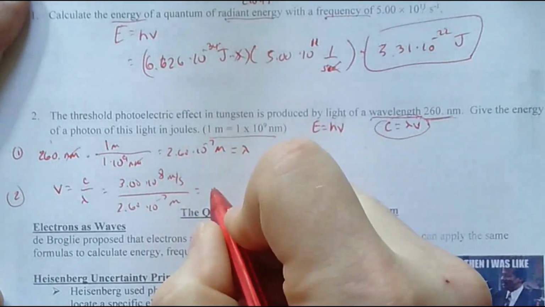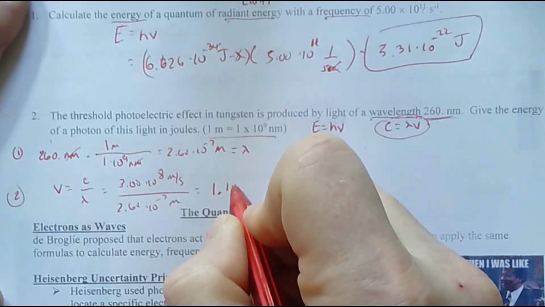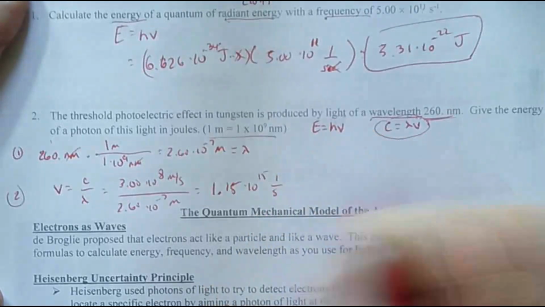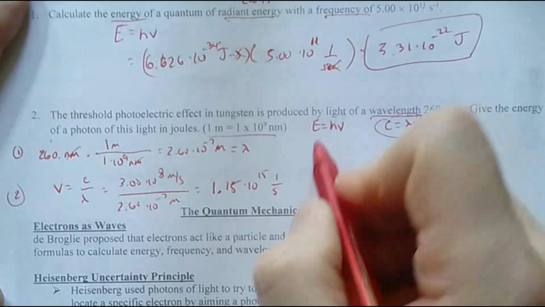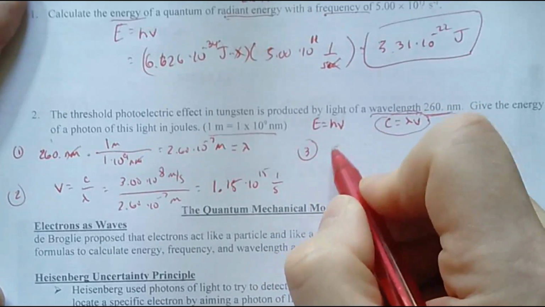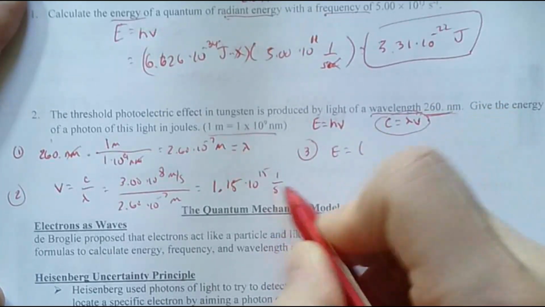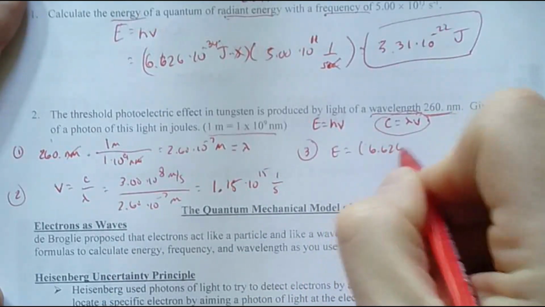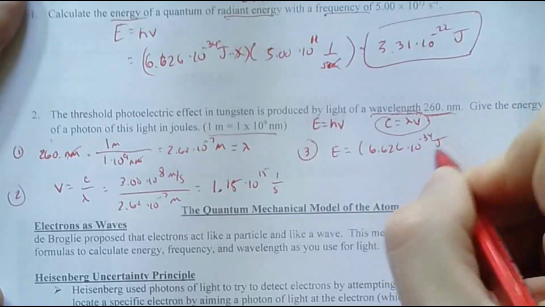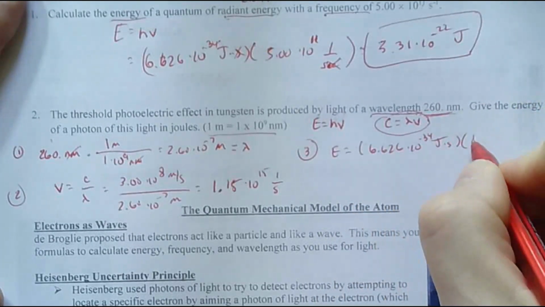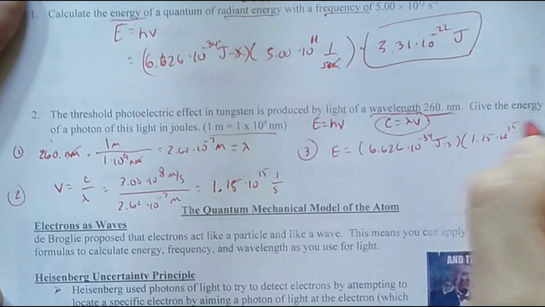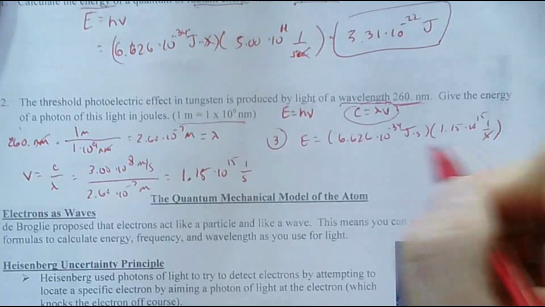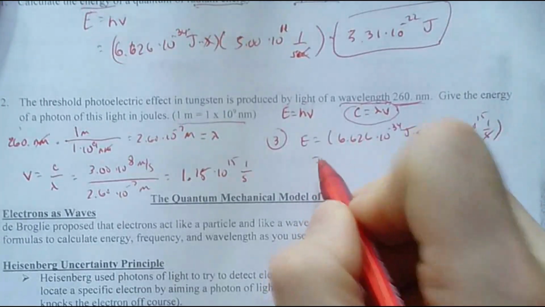We put that into our calculator, and if you do it correctly, you should get about 1.15 times 10 to the 15th hertz, or 1 over seconds. And lastly, we can now solve for energy because we've got the wavelength and we know Planck's constant. So that's 6.626 times 10 to the negative 34th joules times seconds. Seconds here and there cancel, leaving us just with joules, which is what we want.